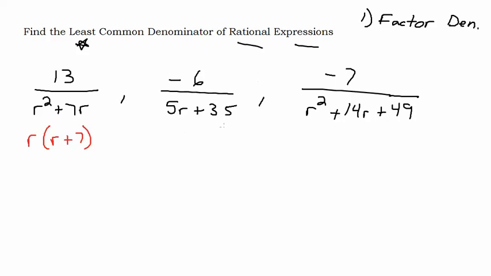Alright, second one, what do you see? We can take out a 5, right? And that'll leave us with r plus 5. And so I have 2 factors of that denominator.